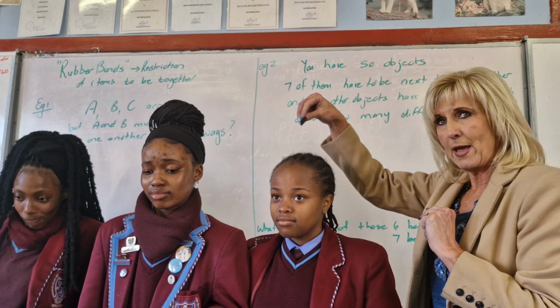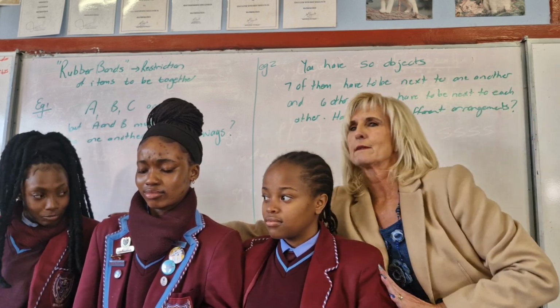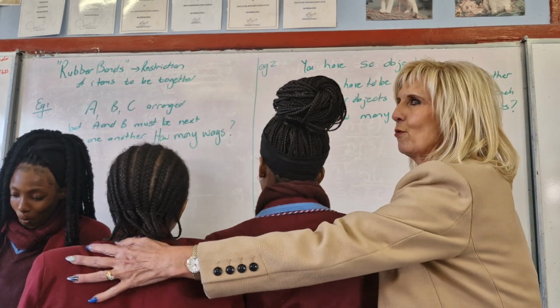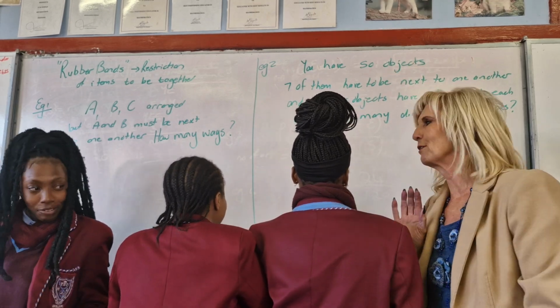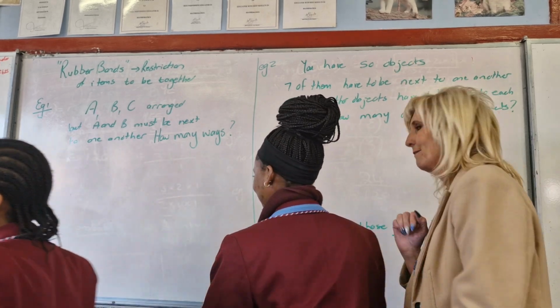But in the rubber band, it can be like this. I'm not going to let you loosen. Or this. Which means how many ways again? 2 factorial. Thank you very much, my assistants. My lovely assistants.